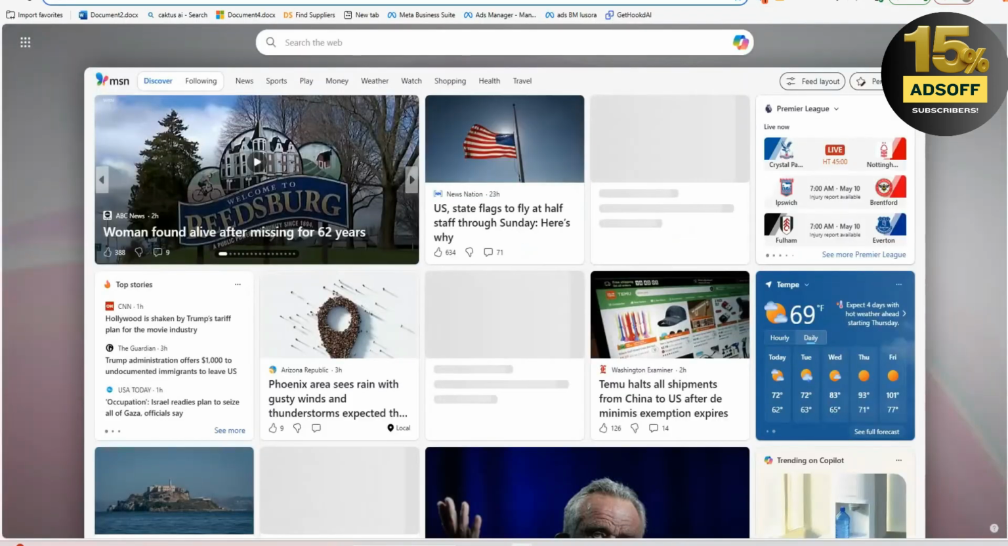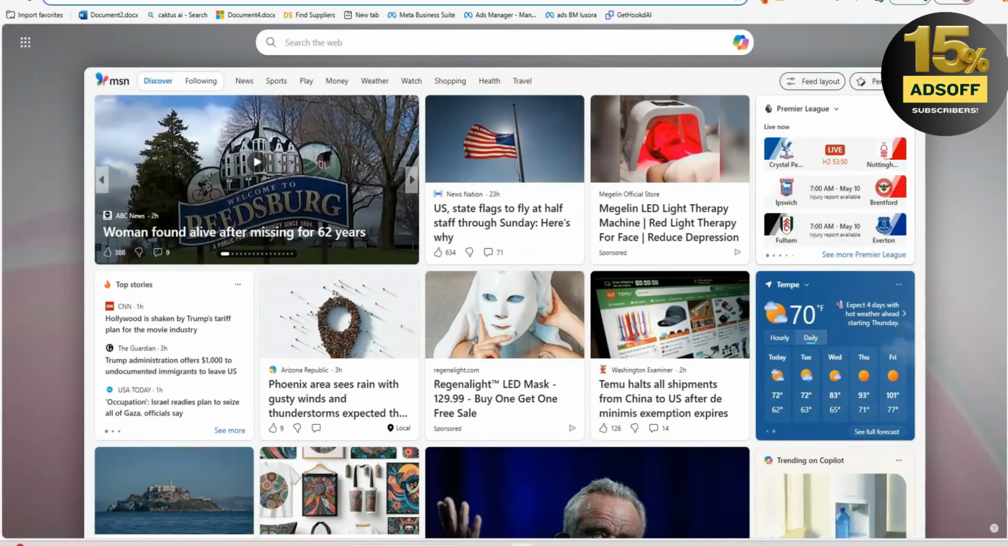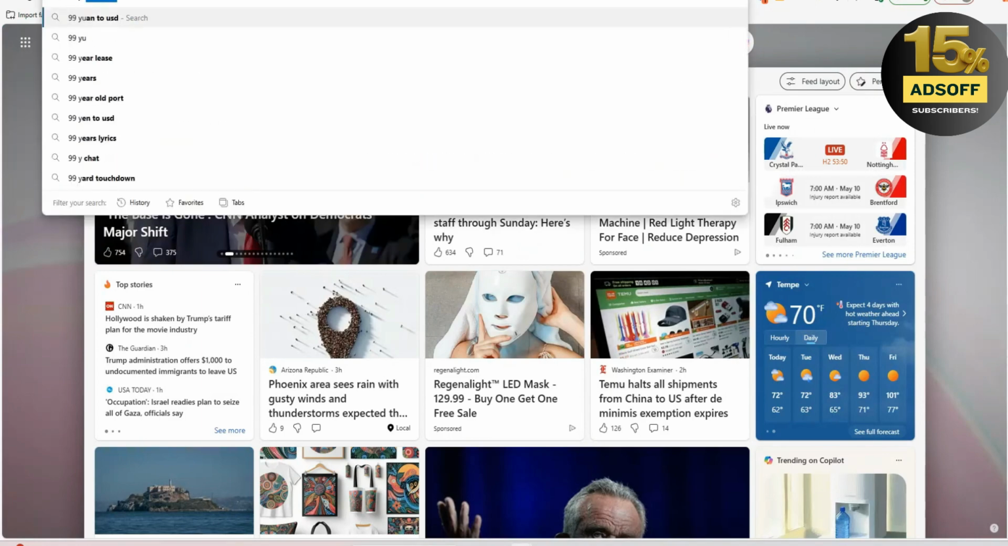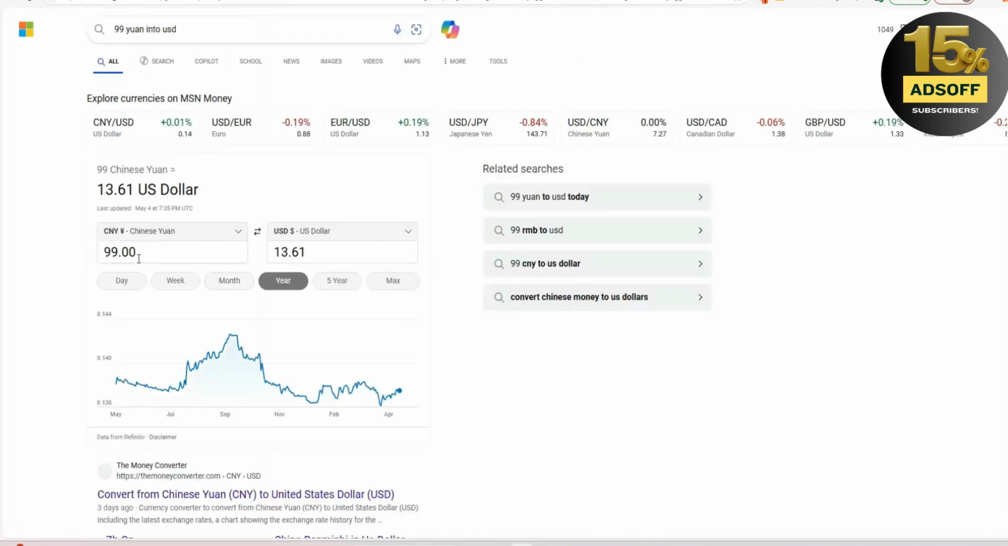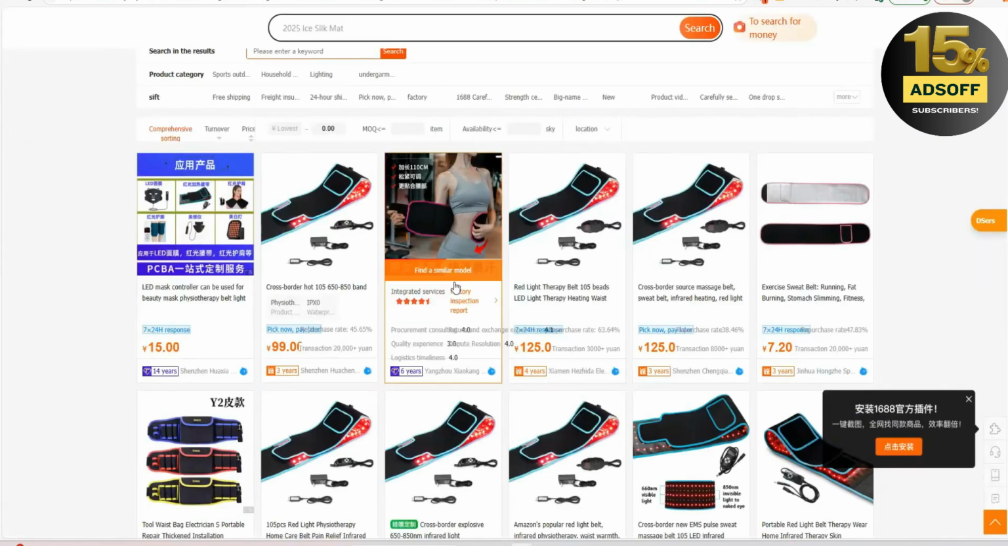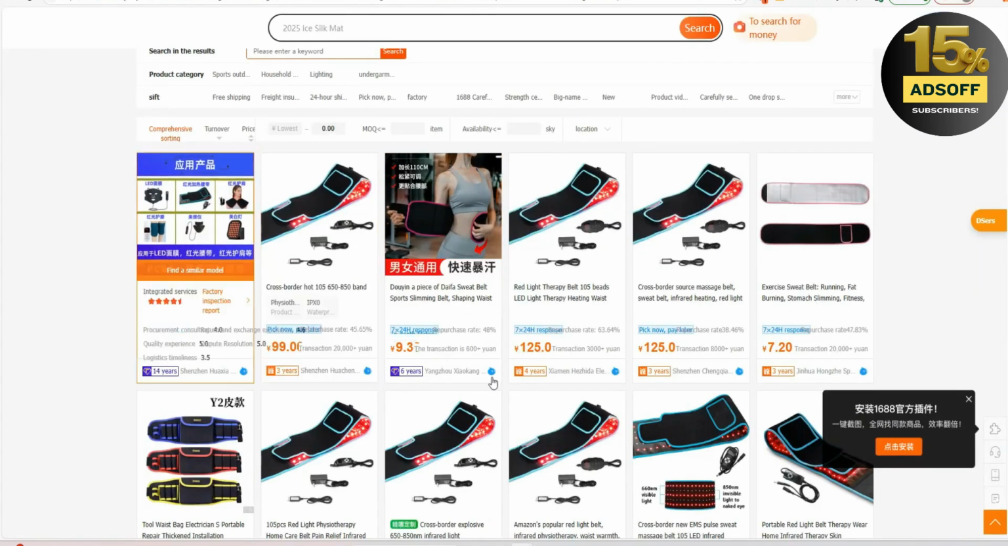So we'll just go into search right here and we'll do 99 yuan into USD. All right, so 99 yuan into USD is $13. So they're getting this product for $13 and selling it for 95. So that's a really good profit margin.